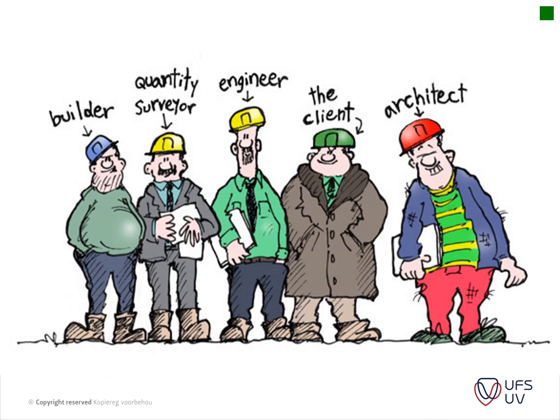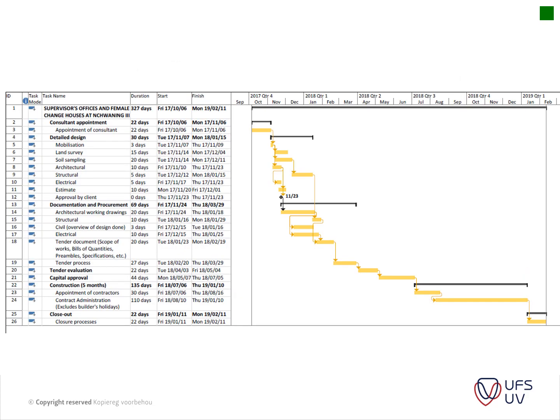Usually in this stage, the most important thing is to establish the scope, as I said, and to establish who the project team would be. Who are you going to appoint on the project? Okay, and this is a typical example of such a program that you can develop. You will see that you have the appointment of a consultant, detailed design. Okay, so this more or less gives you an idea.